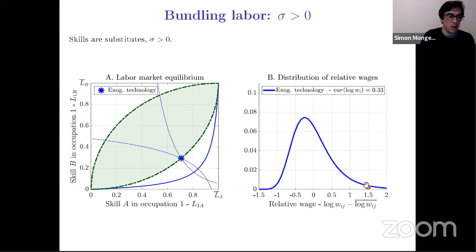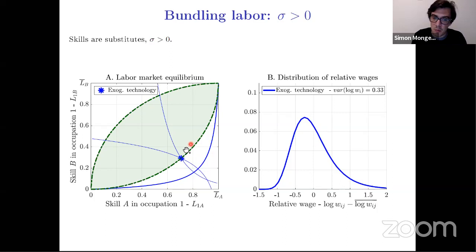Okay. So bundling labor, right? We kind of start off in this initial equilibrium. Skills are substitutes. Right? So when skills are substitutes, what you're going to want to do when you get the opportunity to choose this technology is kind of double down on the factor in which you're already skill biased. So you're endogenously going to choose the technology from this set of available technologies which is more Leontief. This seems kind of counterintuitive, that you'd want to actually make this constraint more binding, right?